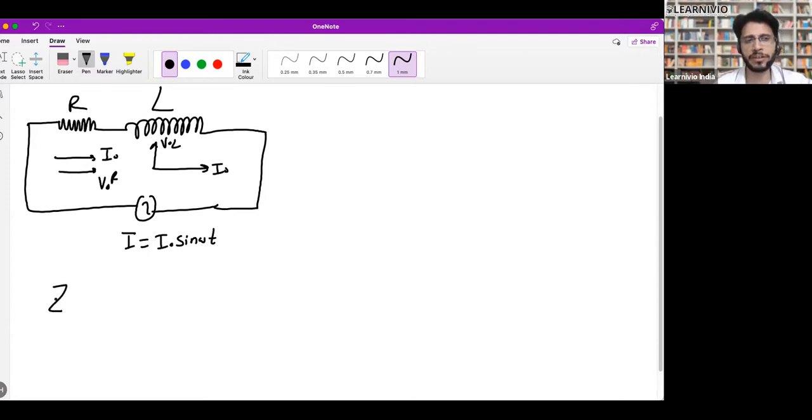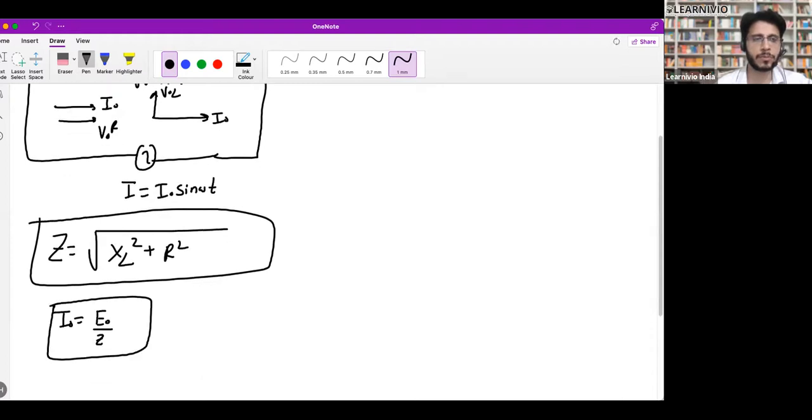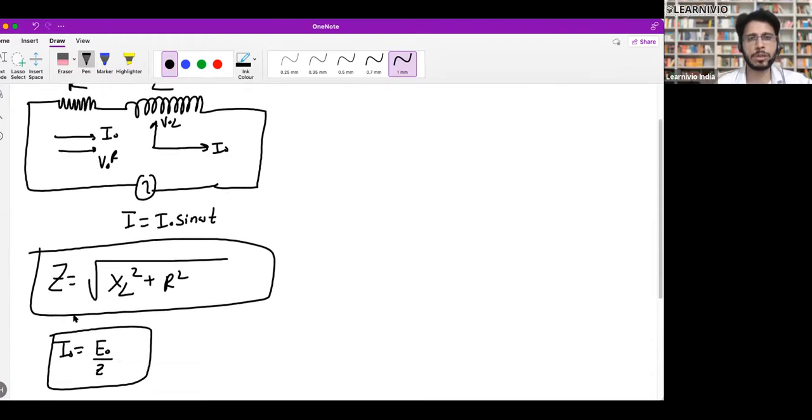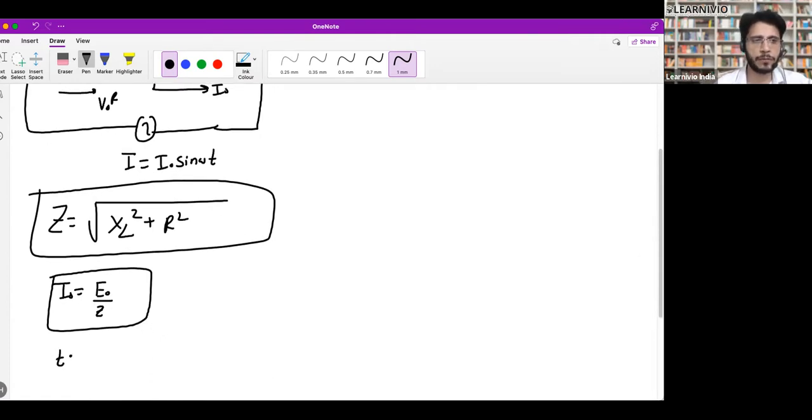So I'm just writing the direct formula. For impedance, you can put XC equal to 0. You will be left with XL square plus R square. For peak value of current, you will have the same expression, E naught by Z. For tan phi, you have just XL by R.